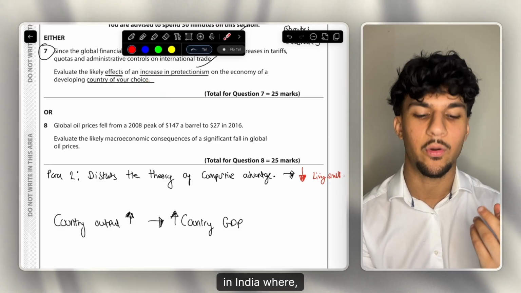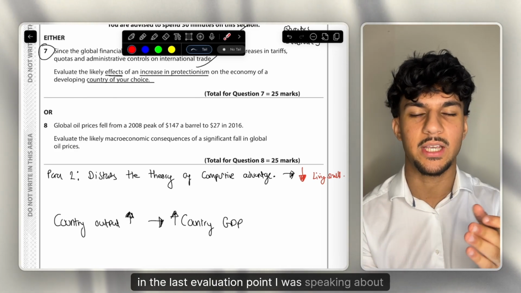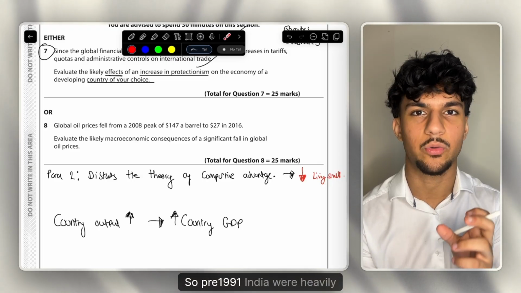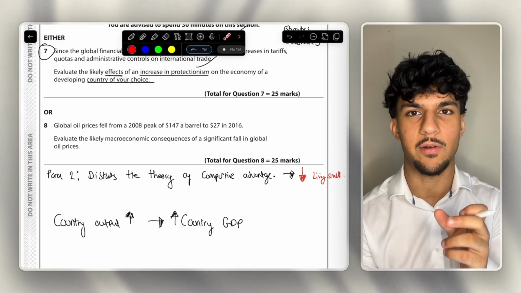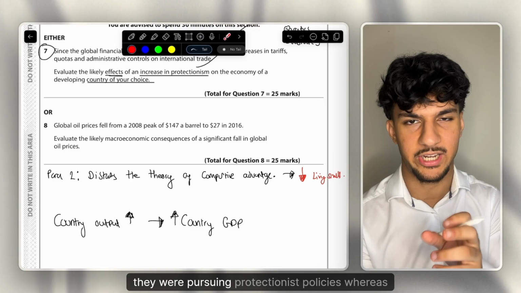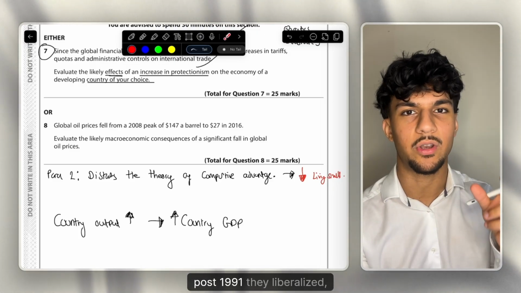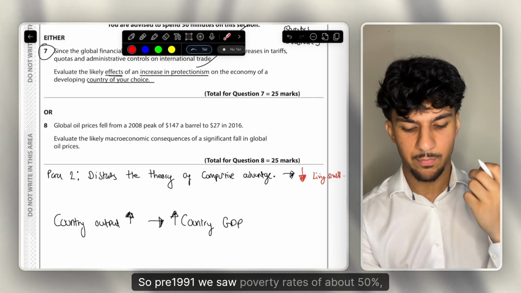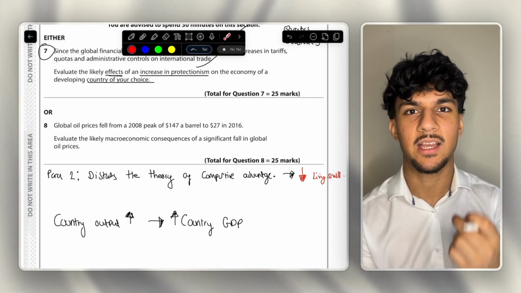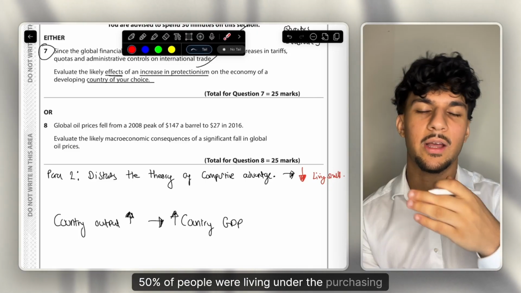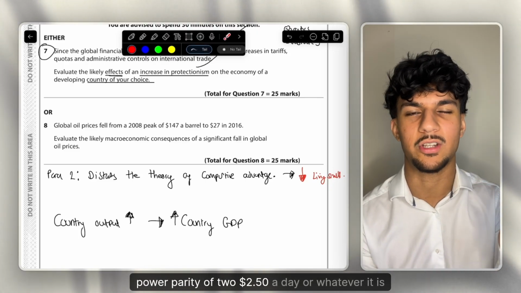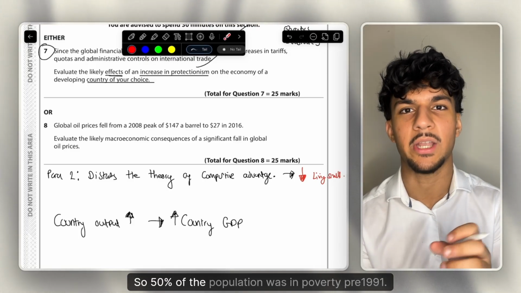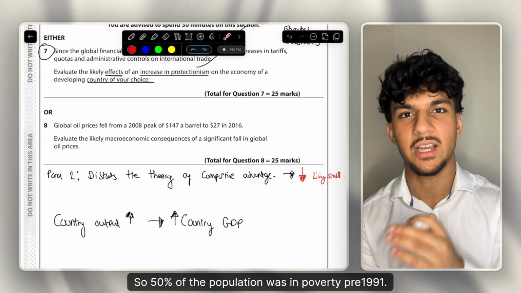And if we're actually thinking about the question and developing country of your choice, we saw this massively in India, where in the last evaluation point I was speaking about pre-1991 and post-1991. So pre-1991, India was pursuing protectionist policies, whereas post-1991 they liberalised, they introduced free trade. Pre-1991 we saw poverty rates of about 50%. 50% of people were living under the purchasing power parity of $2.50 a day, or whatever it is, of the World Bank's definition of $2.15 a day. So 50% of the population was in poverty pre-1991.